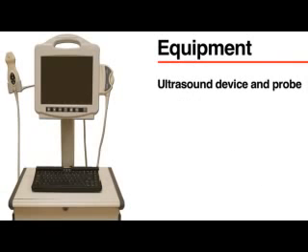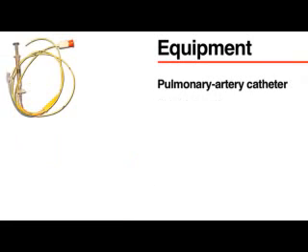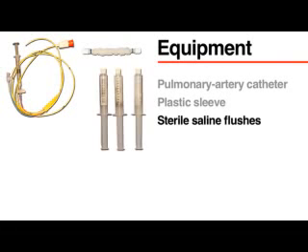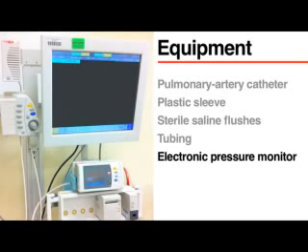If the sheath is being placed with the use of ultrasound guidance, which is recommended, then you will also need an ultrasound device and probe, a sterile sleeve for the probe, and sterile conduction jelly. To place the pulmonary artery catheter, you will need the catheter, a plastic sleeve, sterile saline flushes, appropriate tubing, and an electronic pressure monitor, preferably one capable of displaying multiple tracings at the same time.